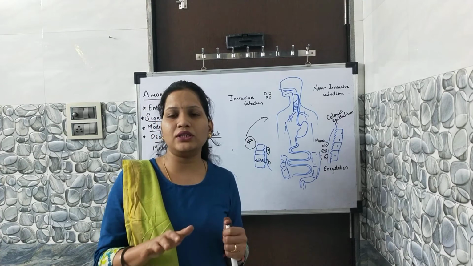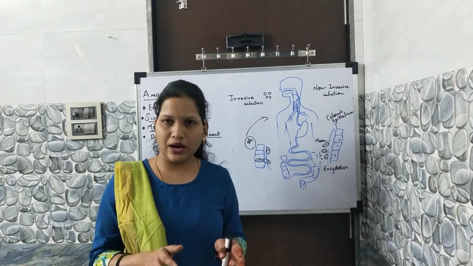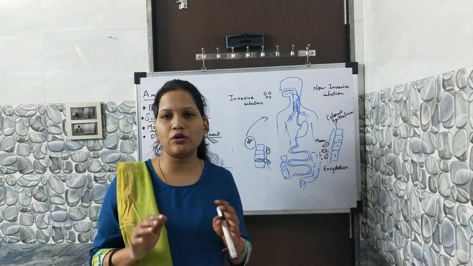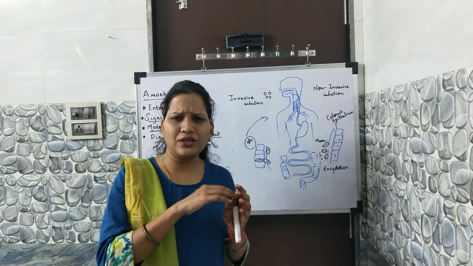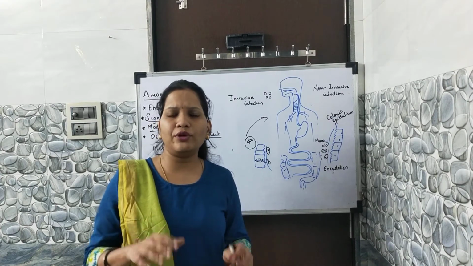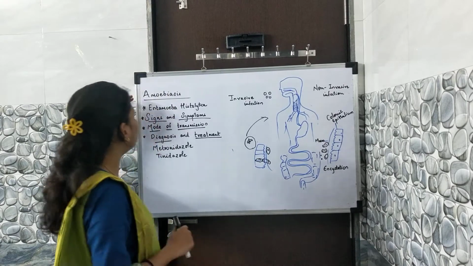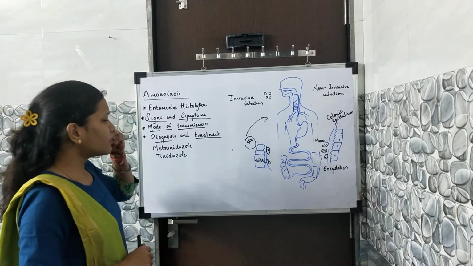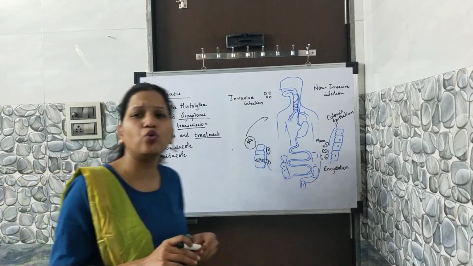So during an unhygienic environment, where proper sanitation is not there and there is contaminated food and water, the person can suffer from the disease we call amoebiasis. Now, when we are discussing amoebiasis, it has two forms.